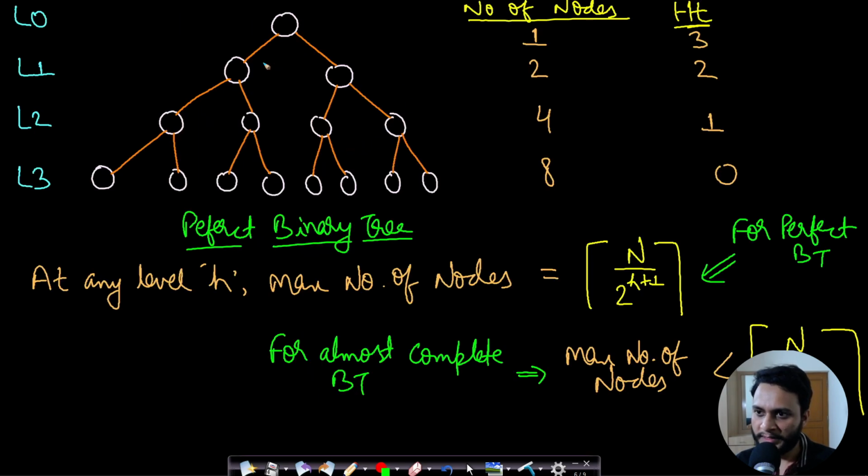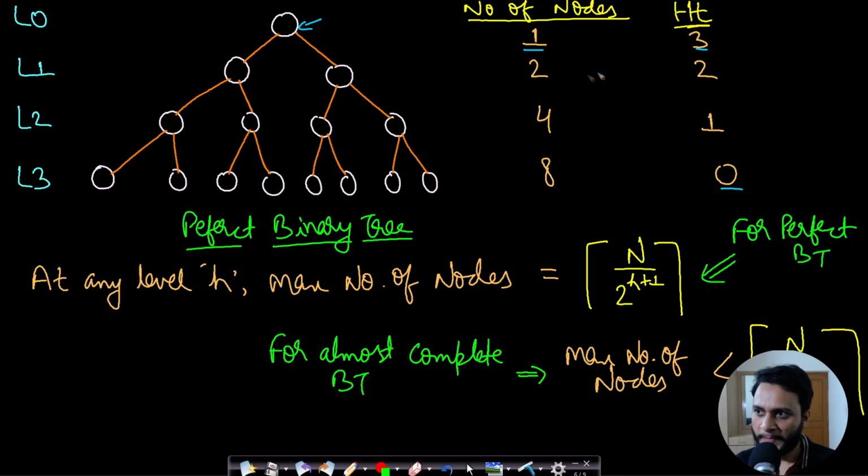Before seeing the actual proof, we will take an example. In this case, let us assume that we are taking a perfect binary tree, and this is having 4 levels, that is height from 0 to 3. Now I have already written the number of nodes here at each level. At level 1, number of nodes will be 1. This is the maximum number of nodes. This is a perfect binary tree.